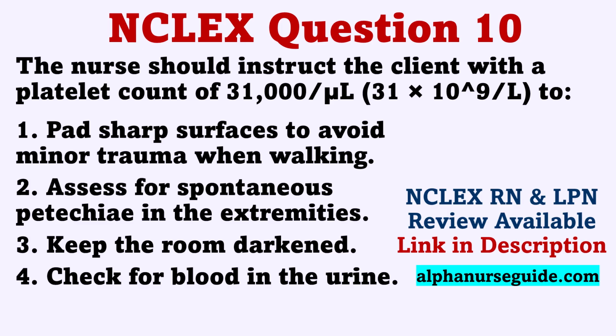The correct answer is 1. A client with a platelet count of 30,000 to 50,000 per microliter is susceptible to bruising with minor trauma. Padding areas that the client might bump, scratch, or hit may help prevent minor trauma. A platelet count of 15,000 to 30,000 per microliter may result in spontaneous petechiae and bruising, especially on the extremities. Padding measures would still be used, but the focus would be on assessing for new spontaneous petechiae. Keeping the room dark does not help a client with a low platelet count. With a count below 20,000 per microliter, the client is at risk for spontaneous bleeding from the mucous membranes and intracranial bleeding.